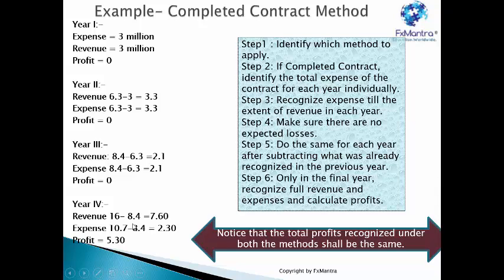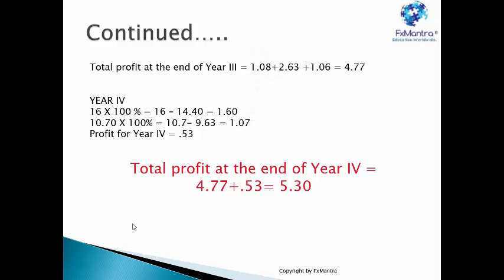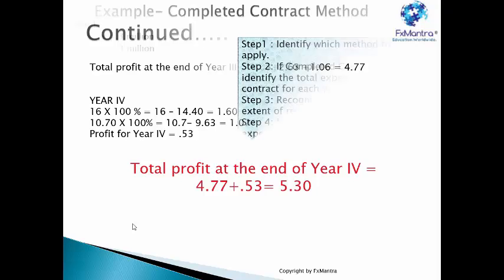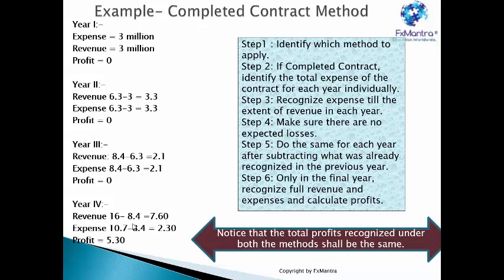To conclude, if you notice, total profits recognized under both the methods shall be the same. In the previous stage of completion method also you had a profit of 5.3. Here also you are going to have a profit of 5.3 only. The only difference in the two methods is how we recognize it on a year-to-year basis. In stage of completion method, I'm quite sure of how much revenue I have earned because I know how much work I have completed.